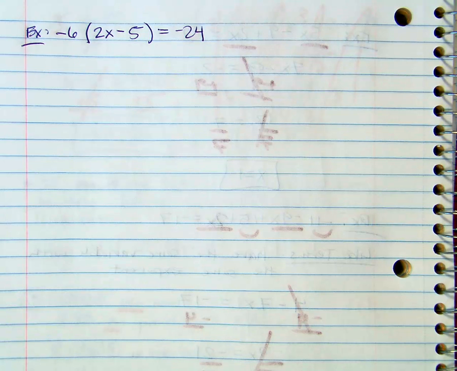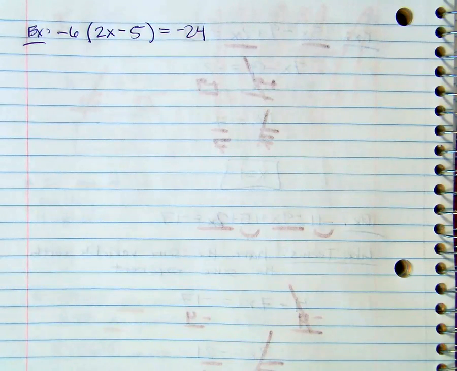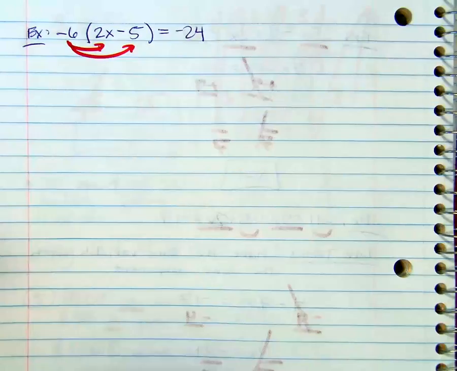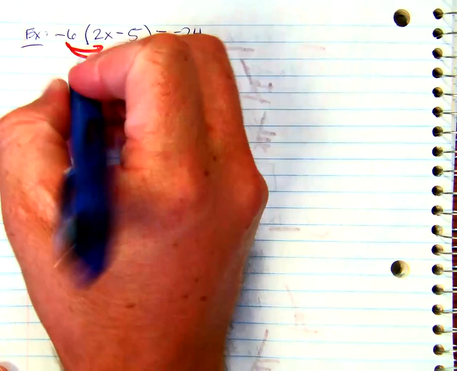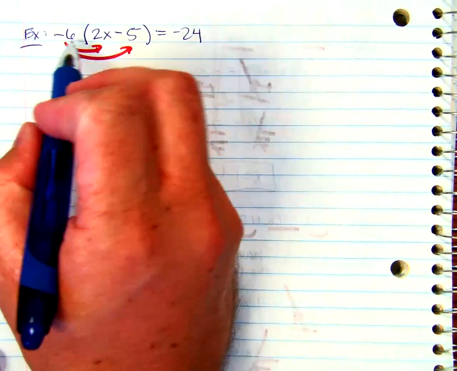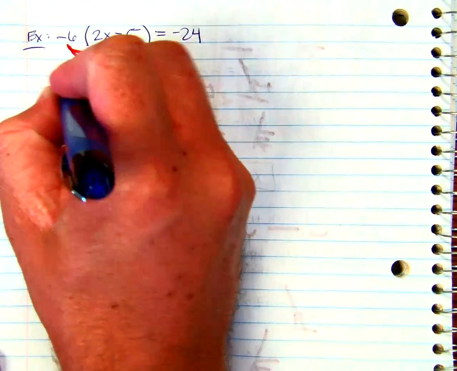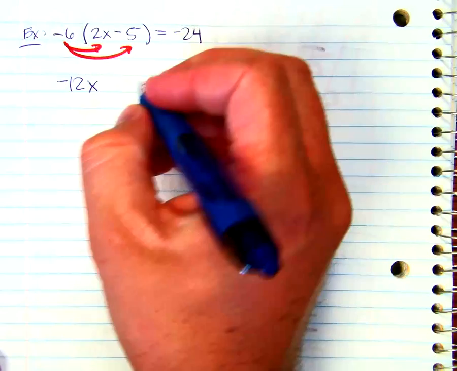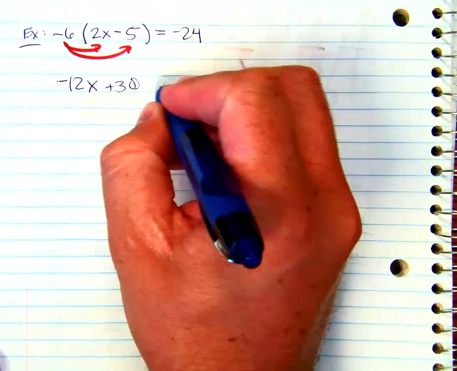This is something we talked about on Friday and a little bit at the beginning of the period yesterday. When you see parentheses, it almost always means we will be distributing. So we will distribute the negative 6. That means we're going to be multiplying each of these pieces to get negative 6 times 2 is negative 12x. Negative 6 times negative 5 is a positive 30.